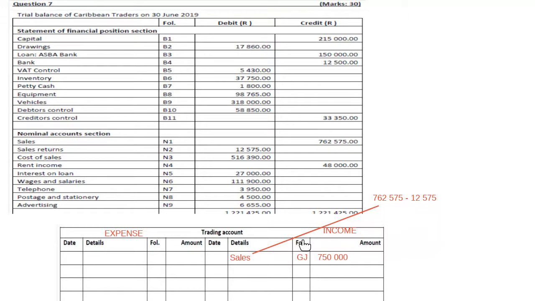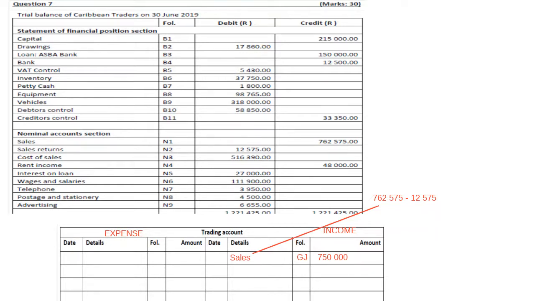Okay, but remember, folio here, I must put the journal itself. So if they ask you for the journals, it means we're going to show this in the general journal. But I'm going to show you this quickly, the GJ quickly before I go to the next question. So please let me know, guys, if you've got any question. Is everyone okay? Let me see. Yes. Thank you. Okay, let me not waste time, guys.